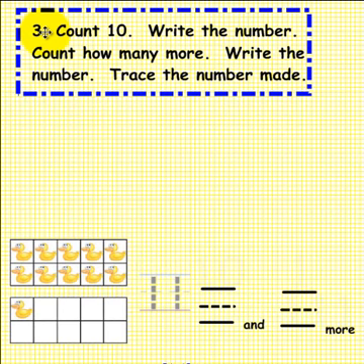Problem 3, same as before. Please count the ducks up here and the ducks down here. Write the total for the ducks right here and the total number of ducks right here, and add those two together and trace the number 11. If you would please, pick up a pen to solve this problem.